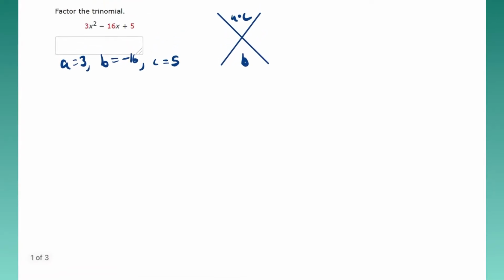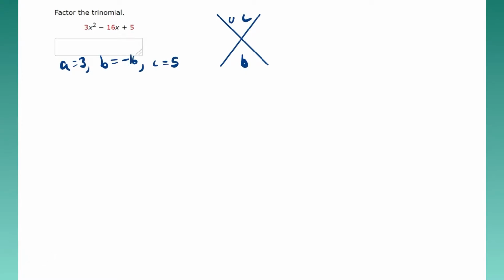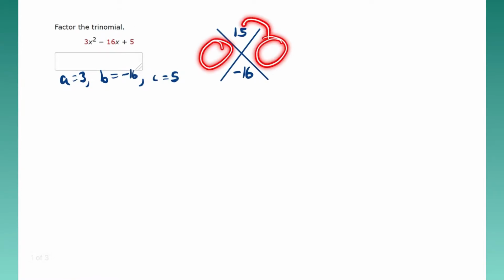All right, so now we know what to place up here. It's a times c, which is 3 times 5, 15. So that's going to go here, 15. And b is negative 16. So now you have to think of a combination of two numbers whose product is 15 and whose sum is negative 16. Well, there's only one combination, and that's negative 1 times negative 15. If you multiply these, you get the top. If you add these, you get the bottom.